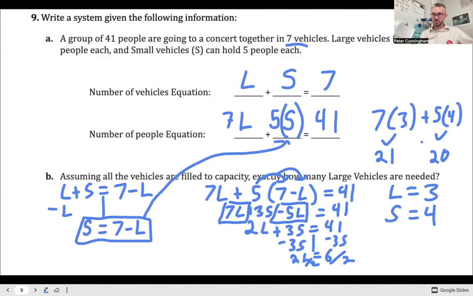I hate saying vehicles, why don't I say cars? Maybe because a van, someone would say it's not a car. And then is 20 plus 21 equal to 41? Absolutely it is. So now I know all these different things about the problem and I've checked my work. Way to go.